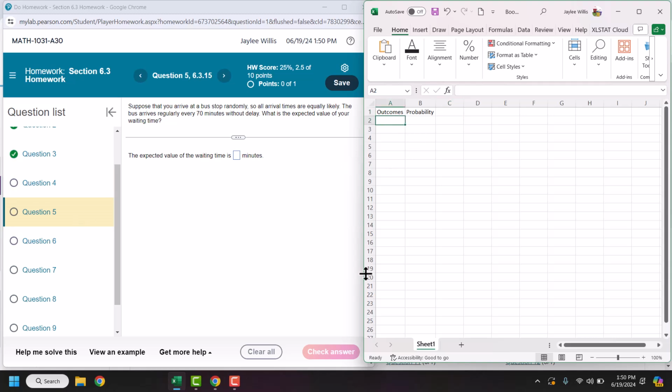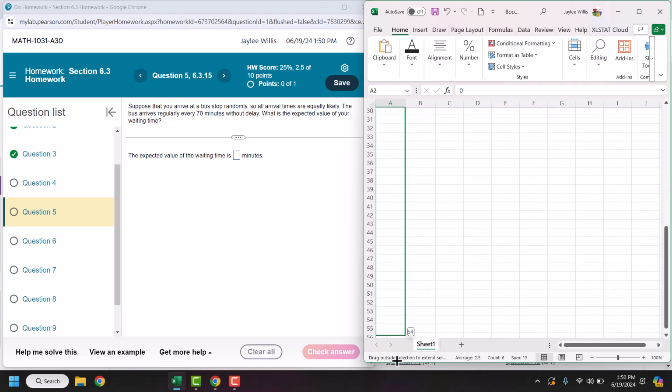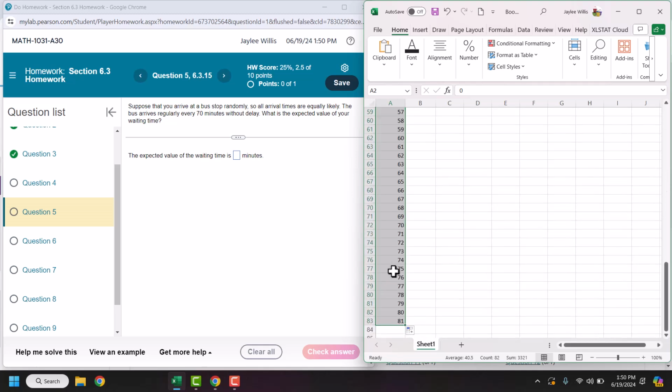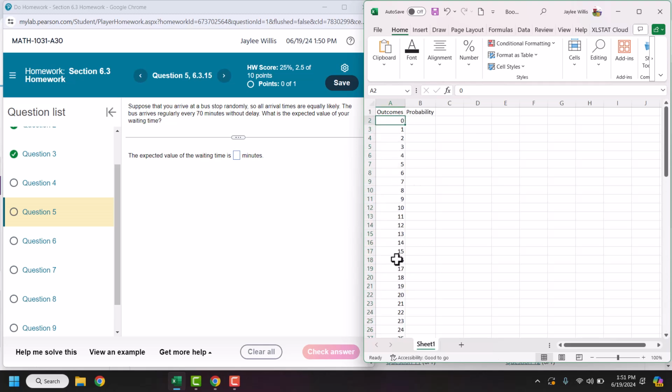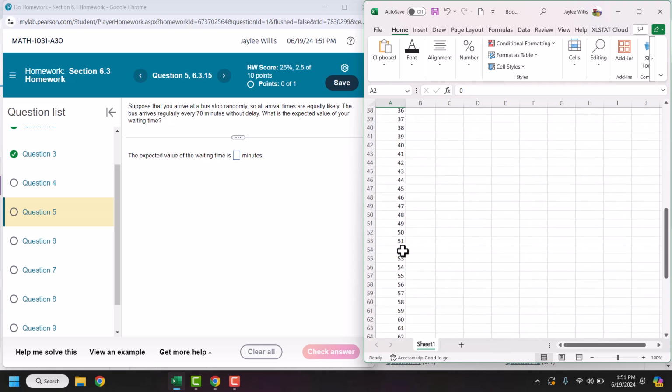So if you show up to the bus stop randomly, and the bus arrives regularly every 70 minutes, it's possible that you might wait 0 minutes, or 1 minute, or 2 minutes, or 3, or 4, or 5. And I'm just going to use Excel's feature that allows you to fill that out, so I don't have to type all the numbers. But these are basically all of the possible minutes that I could end up waiting.